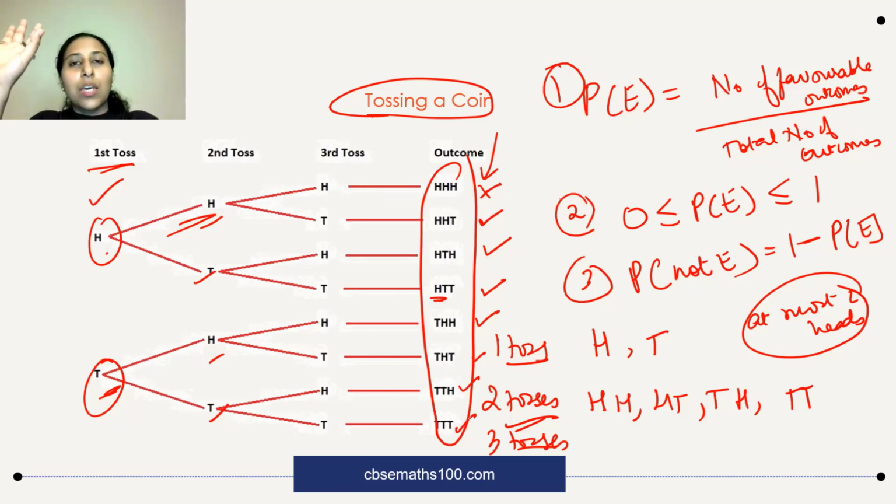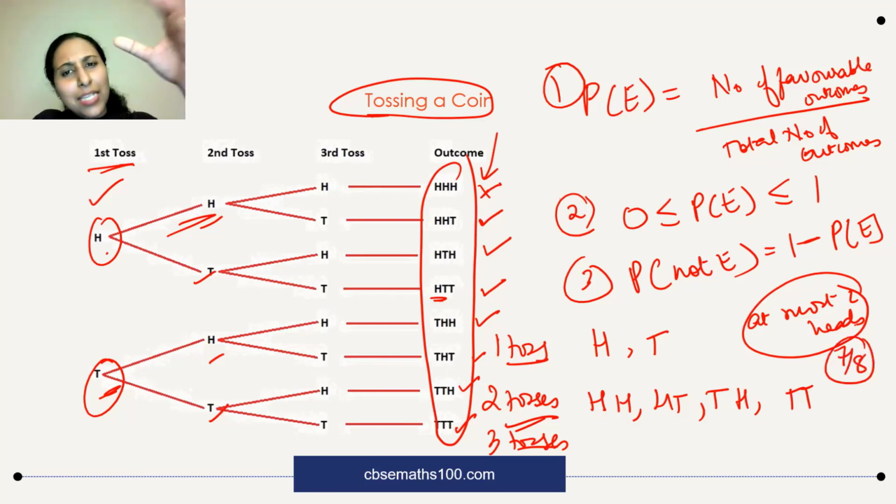Even 0 heads is okay because it still satisfies the condition that I'm having maximum only 2 heads. 0 head is also possible there. So what is the probability here? The probability for getting at most 2 heads is 7 by 8. The only case which is not considered is HHH with just 3 heads.